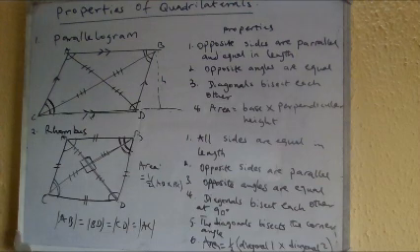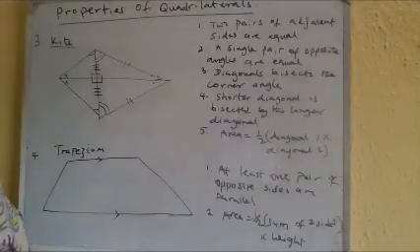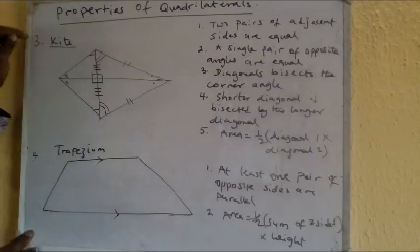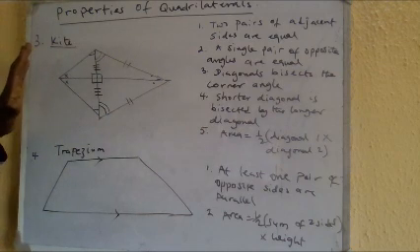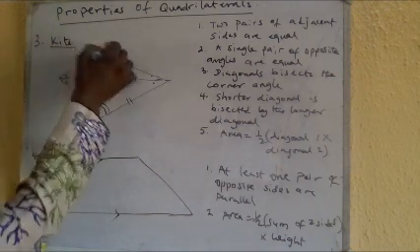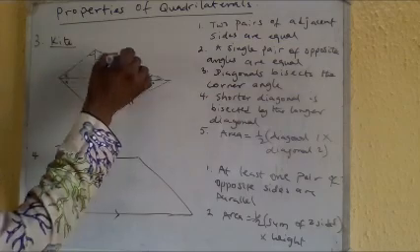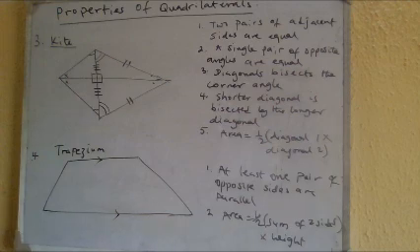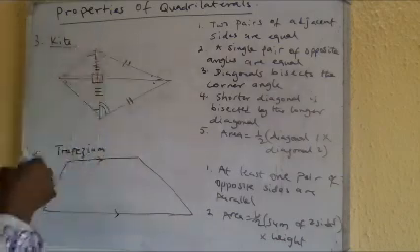We're going to go to the next set of quadrilaterals and discuss their properties. The next ones we have are kites. This is a kite and this is a trapezium. For the kite, this is the shape. Two pairs of adjacent sides are equal. So these adjacent sides are equal. Anytime I draw two lines like this, it shows that they are equal. A single pair of opposite angles are equal, so these opposite angles are equal.